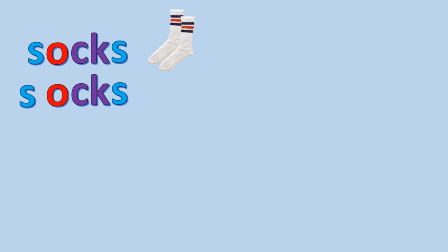Here's a pair of socks. We write socks with five letters: S, O, C, K, and S. But the C and the K together make only one sound. So in this word, we have only four sounds: S, O, K, S. Let's now switch the S for an F. The sounds now are F, O, K, S. And together, these sounds make fox.